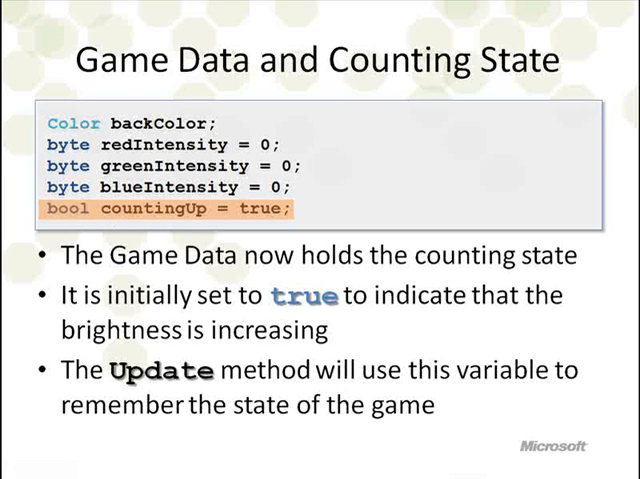Now at the start everything's dark. These things are all naught. So I must count up at the start. Okay, so I set this thing equal to true, so when I start counting up it'll get bigger and bigger and bigger, and the update method will look at this variable, look at the value in counting up to decide whether to count up or count down. So let's have a look at some more code.